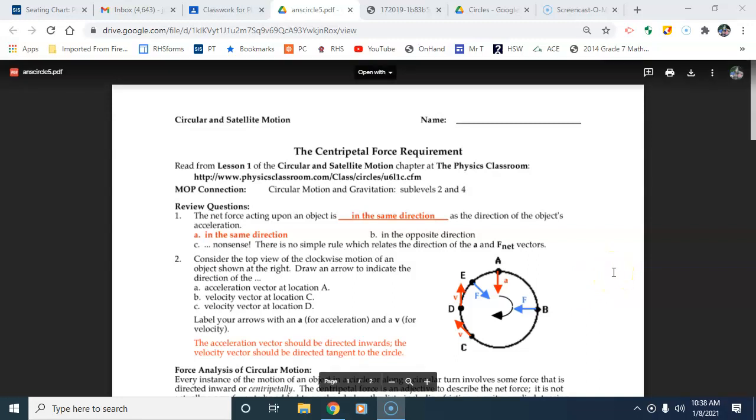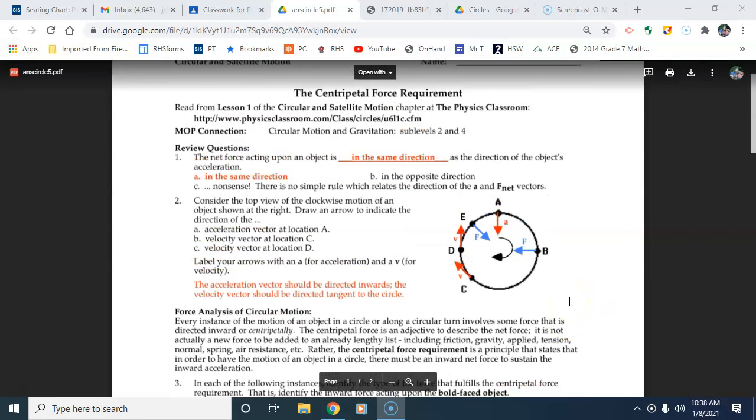I guess today, the only thing we will be doing, short Friday, is going over the answers to the centripetal force circular motion study guide assigned yesterday.